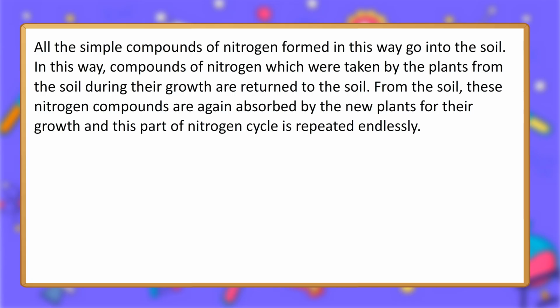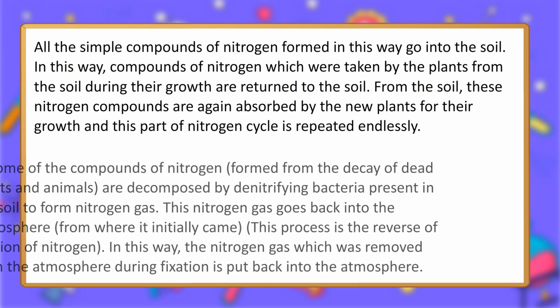All the simple compounds of nitrogen formed in this way go into the soil. In this way, compounds of nitrogen which were taken by the plants from the soil during their growth are returned to the soil. From the soil, these nitrogen compounds are again absorbed by the new plants for their growth, and this part of nitrogen cycle is repeated endlessly.